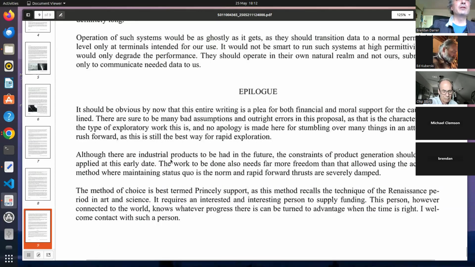Although there are industrial products to be had in the future, constraints of product generation should not be applied at this early date. The work to be done also needs far more freedom than that allowed using the academic method, where maintaining the status quo is the norm and rapid forward thrusts are severely damped.